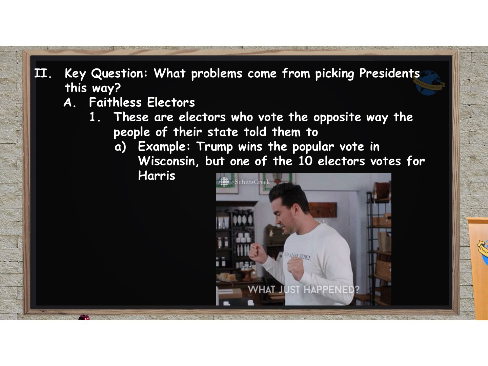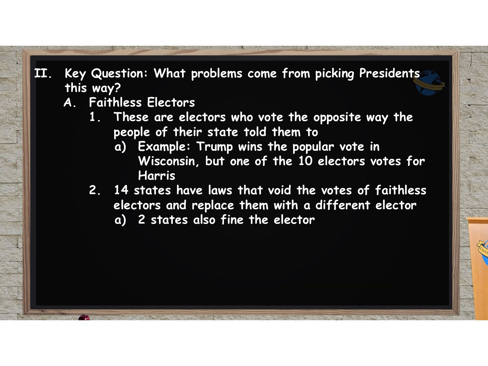Now, you might be thinking, is this legal? What can be done? What's going to happen to the faithless elector? Are they going to be thrown in jail? Is there a punishment for doing this? Well, in most states, no. There is no penalty for an elector voting the opposite way of the popular vote in their state. After all, what we're supposed to be voting for are the people that we trust to pick the president for us.